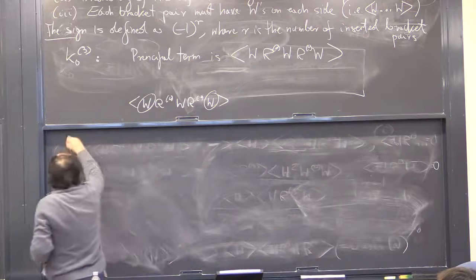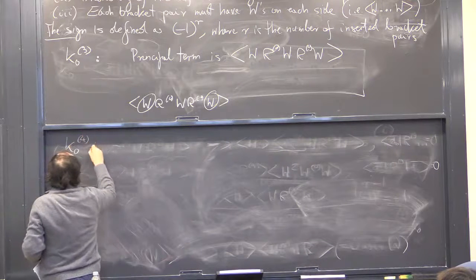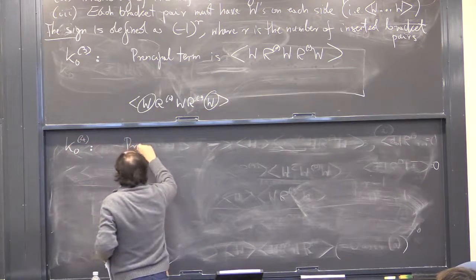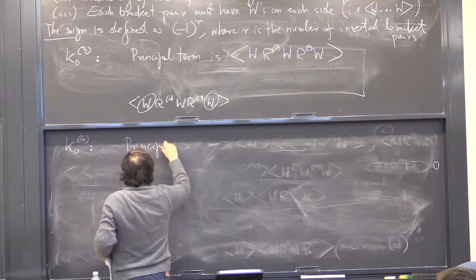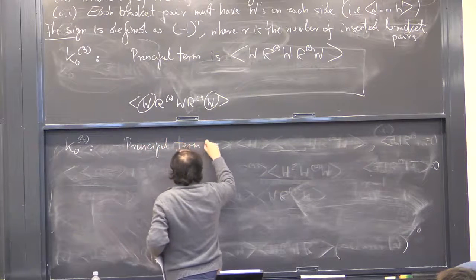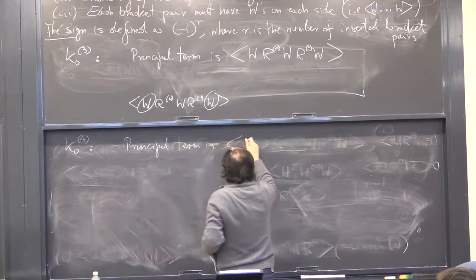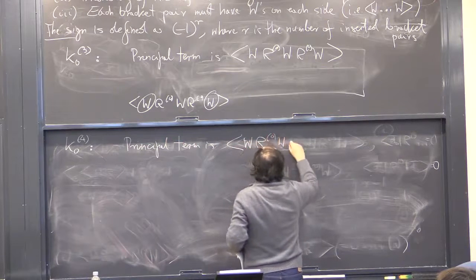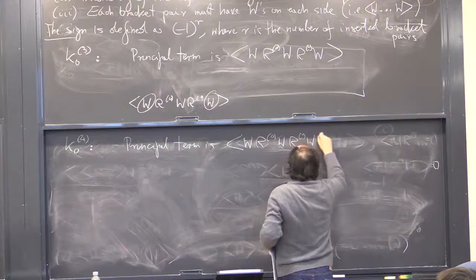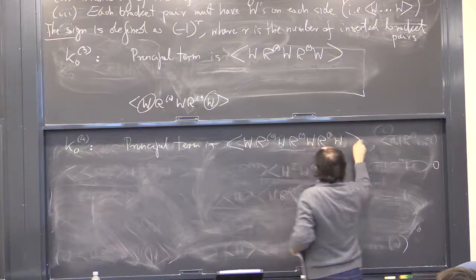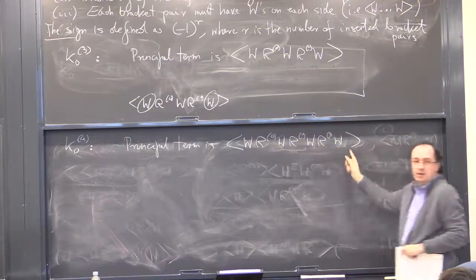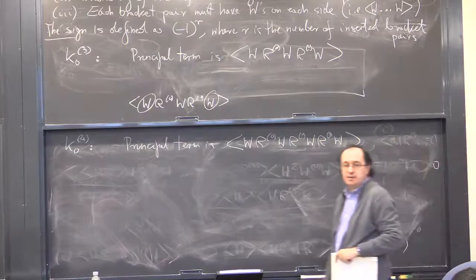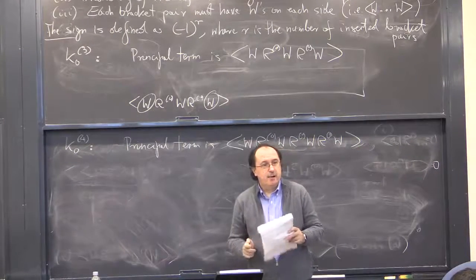So in the fourth order, well, the principal term is W, and then you have R0 W, R0 W, R0 W, and you finish, right? 4 W's mixed up with R0s. And now I'm going to start inserting brackets.